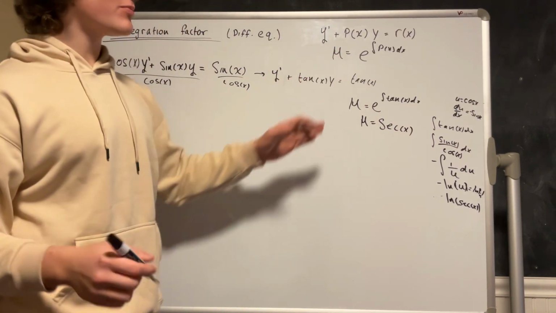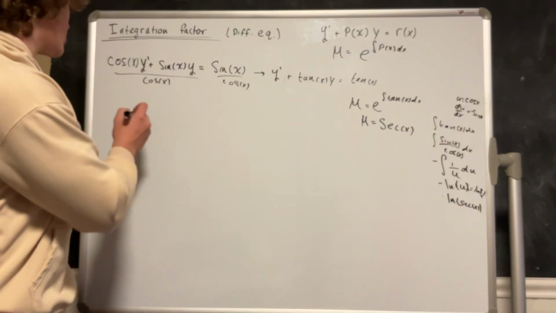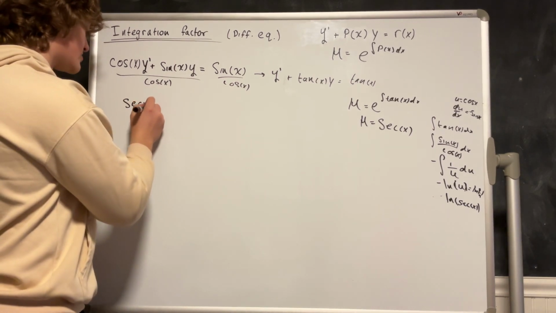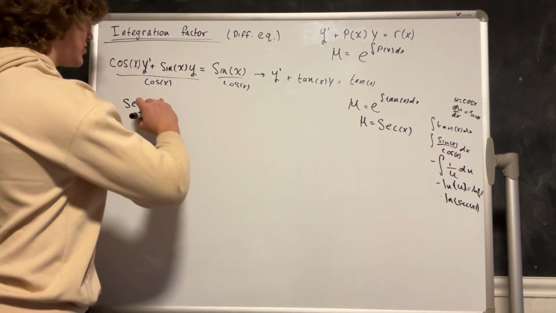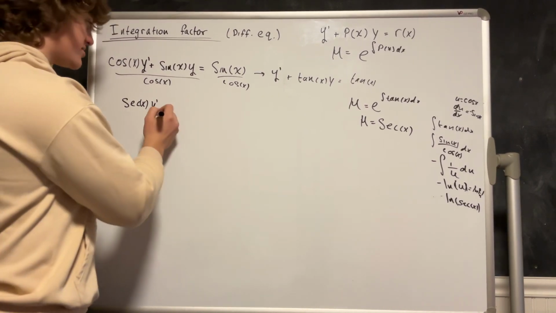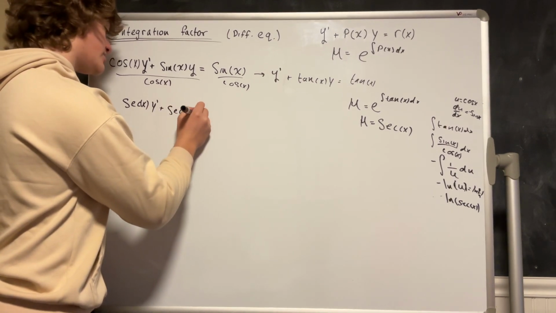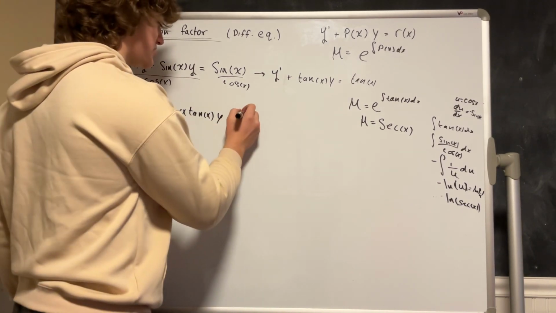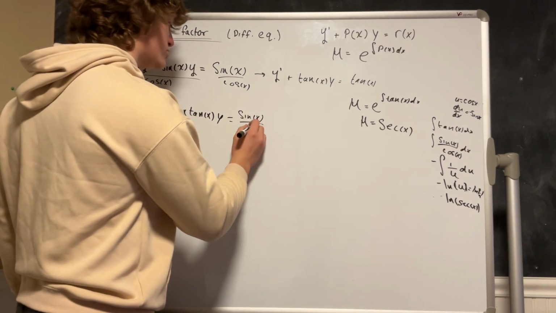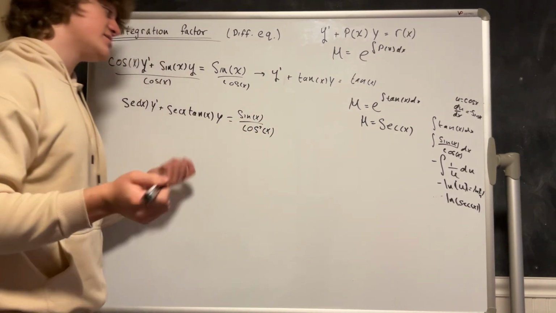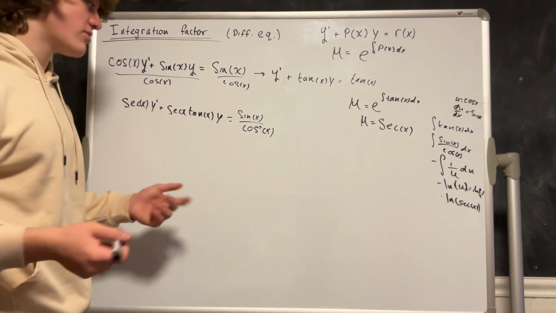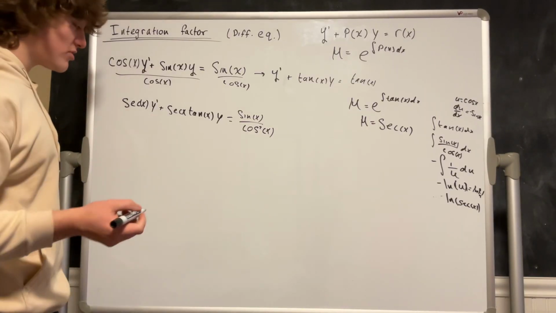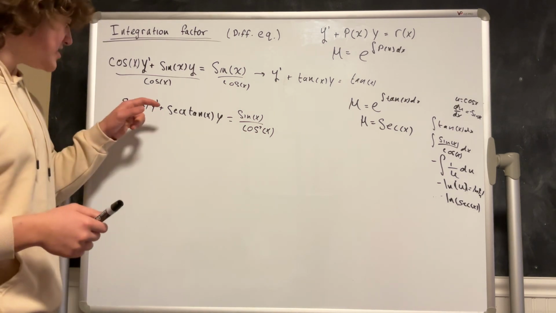Now we are going to go ahead and multiply our whole equation by our integration factor. So this becomes secant x times y prime, plus secant x tangent x times y, is equal to, now we have to multiply the tan x, so this just becomes sine x divided by cosine squared x, which is the same thing as secant x tan x, but I'm just going to write it that way so we can integrate it later, because, sorry for spoiling, we are going to need to integrate that.